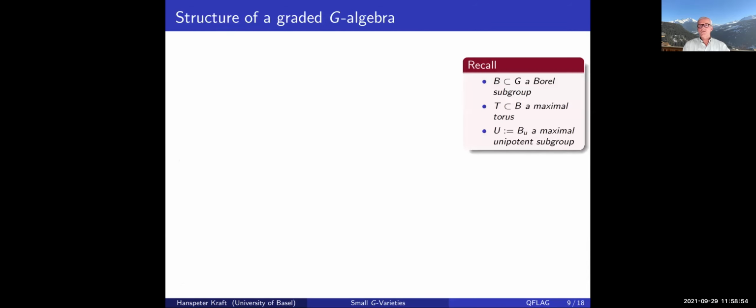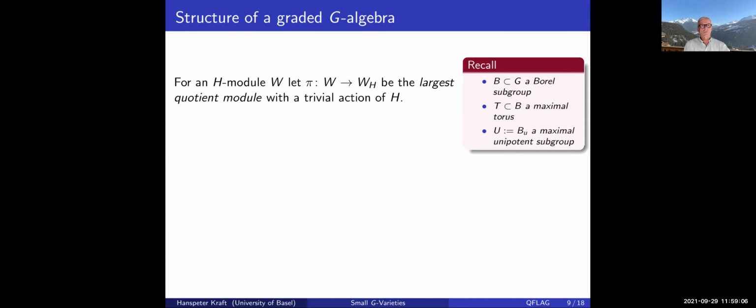So that's not really difficult to prove, and I think this is essentially known. Recall, we have the Borel, we have the maximal torus, and we have the unipotent, maximal unipotent. The interesting thing is, we can describe the structure of these varieties, which correspond to a graded G algebra.